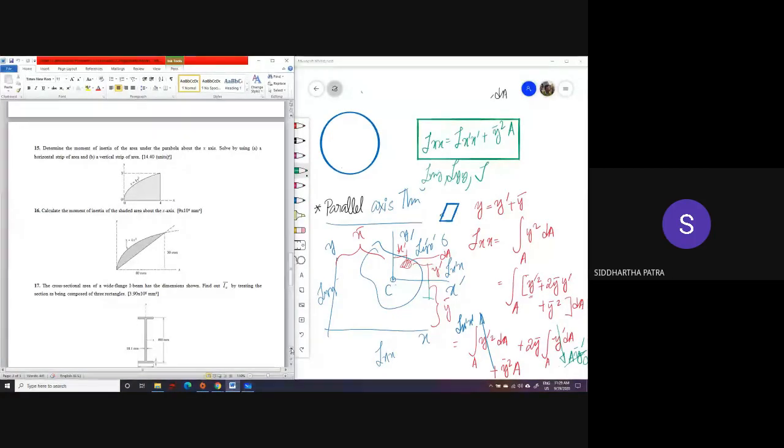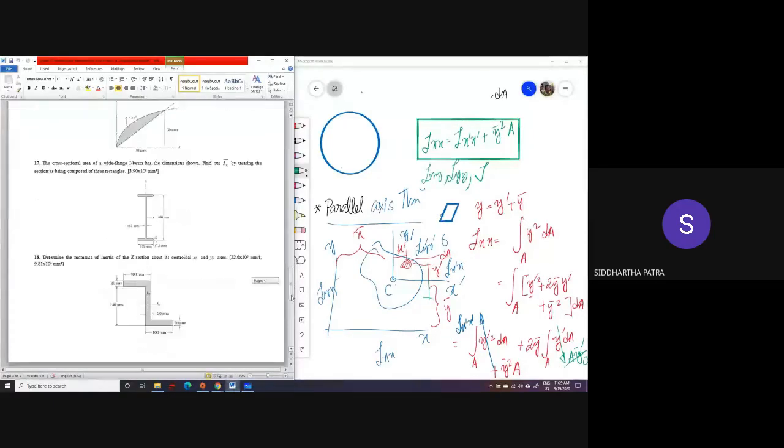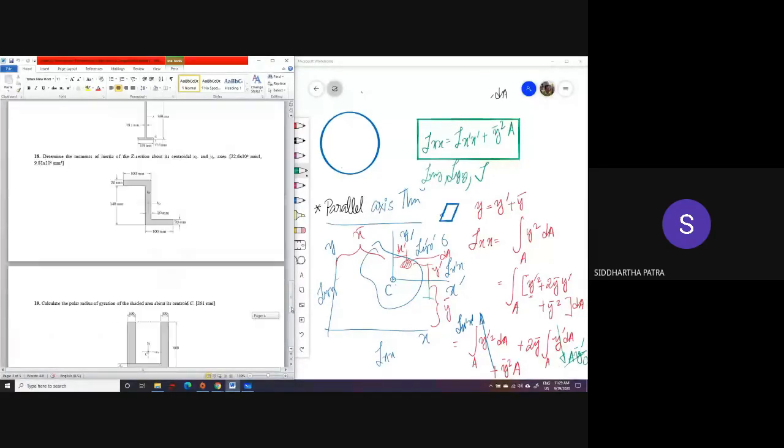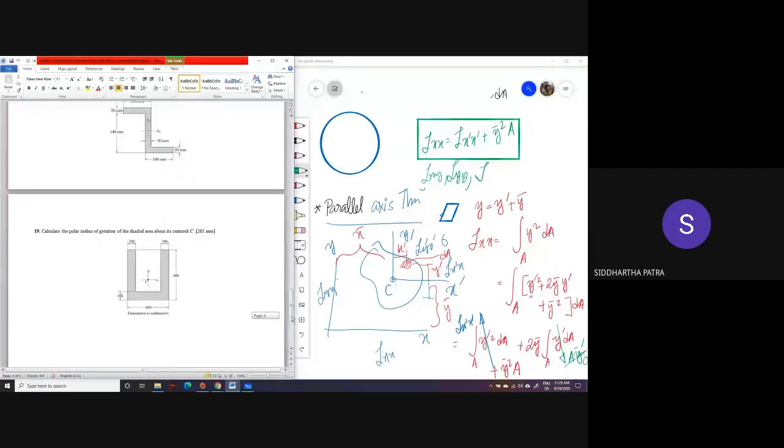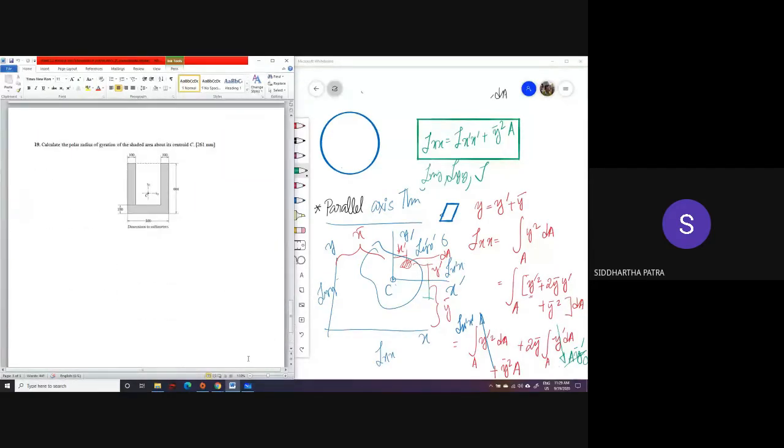And I think with what has been discussed so far, you can do all the problems in the problem sheet or all the problems in your paper.